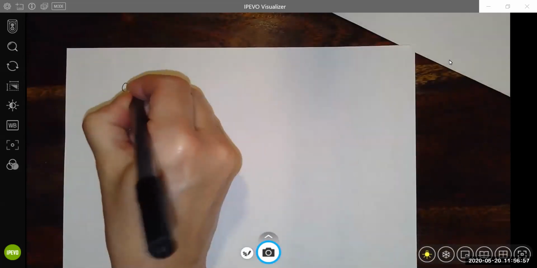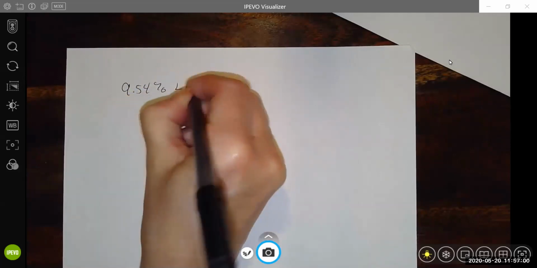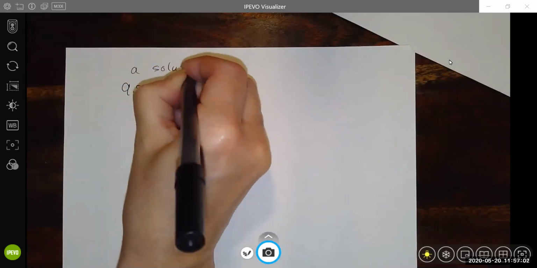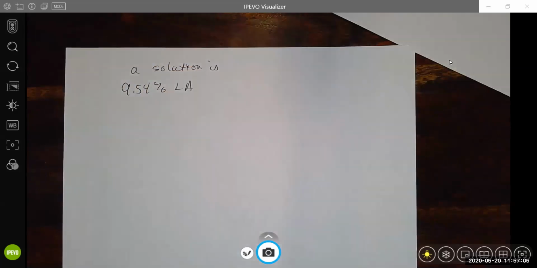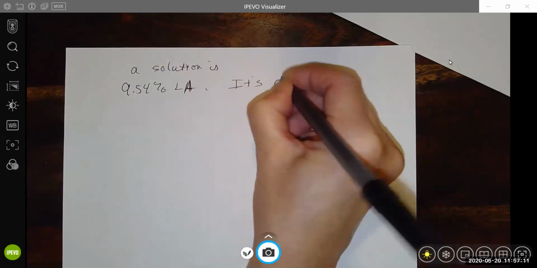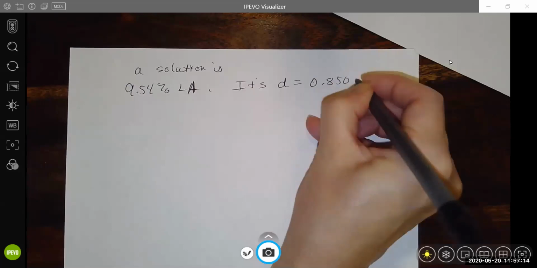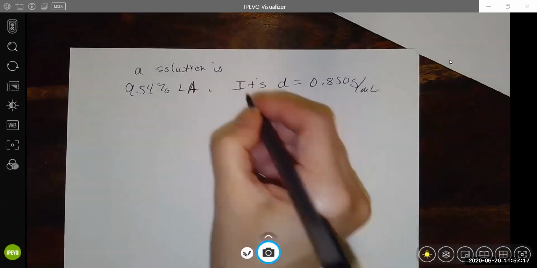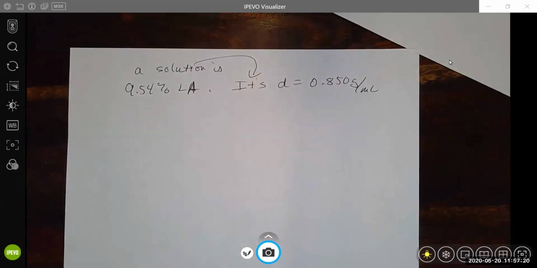So if we said something was 9.54% lauryl alcohol, so a solution is 9.54% lauryl alcohol, period. Its density equals, okay, so its density is the solution's density. We're not talking about the density of lauryl alcohol or the ethanol. We're talking about the density of the solution itself. You're doing experiment 13. That's the same thing that's happening there. So the solution's density is you make the solution, you mix it together, and then find the density.